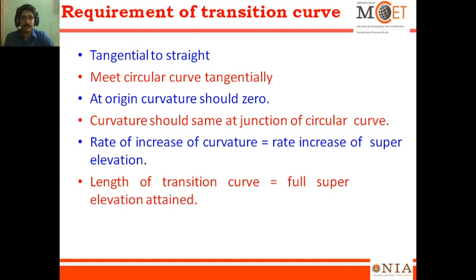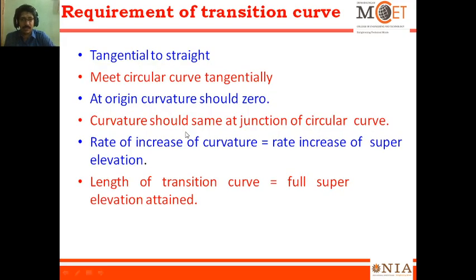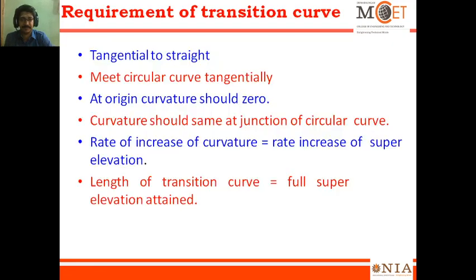So what are the requirements of a transition curve? The curve must be tangential to the straight, right? Where it meets the circular curve, here also it must be tangential. Those are the requirements of setting the transition curve.